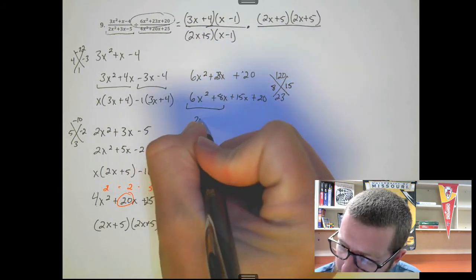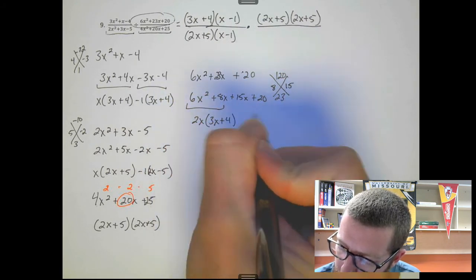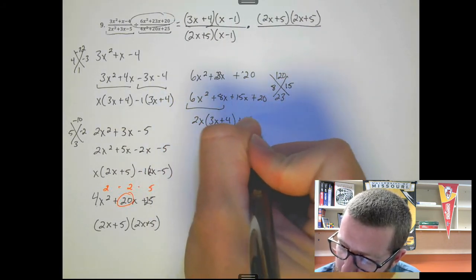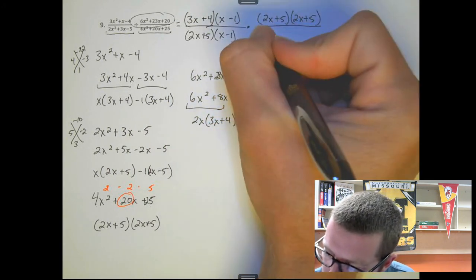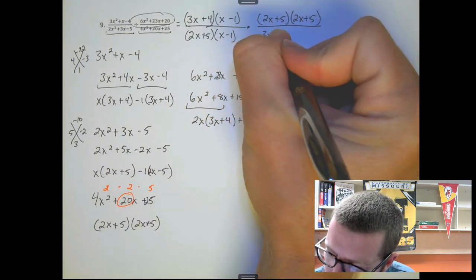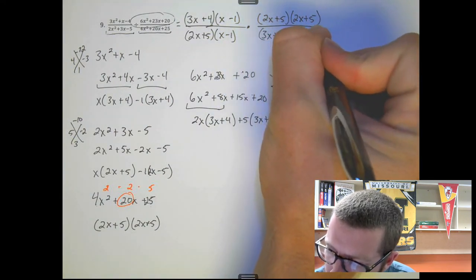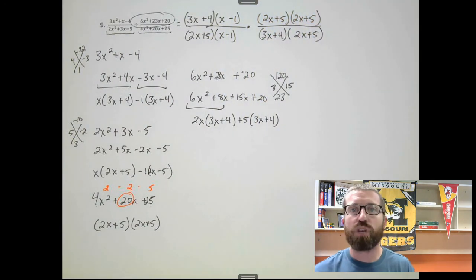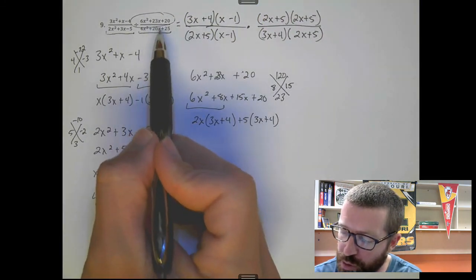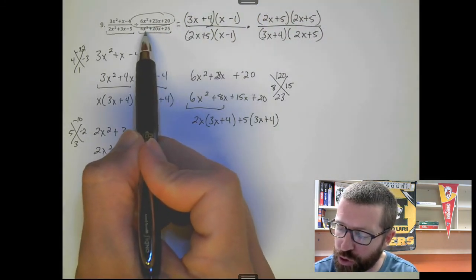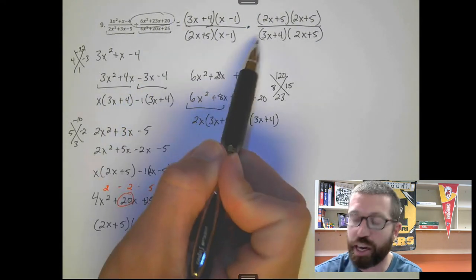And we can take out a 2x, so that's 3x plus 4. Take out a 5, and that's 3x plus 4. So this is 3x plus 4 and then 2x plus 5. Before you do anything, it's a good idea to double check your order with the division, so make sure you flipped it. So this 4x squared plus 20x plus 25 is up on top now, and this one is down on bottom.